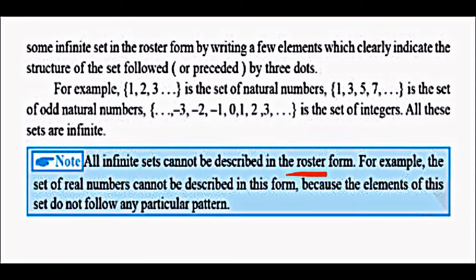For instance, take the example of real numbers. They cannot be described in this form because the elements of this set do not follow any particular pattern. Can you find any pattern? No, you cannot.